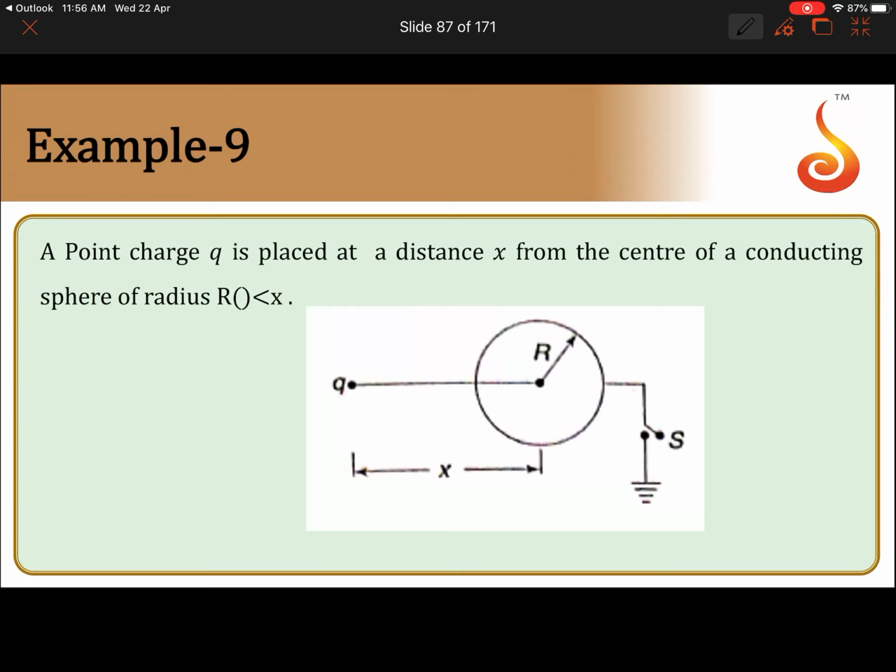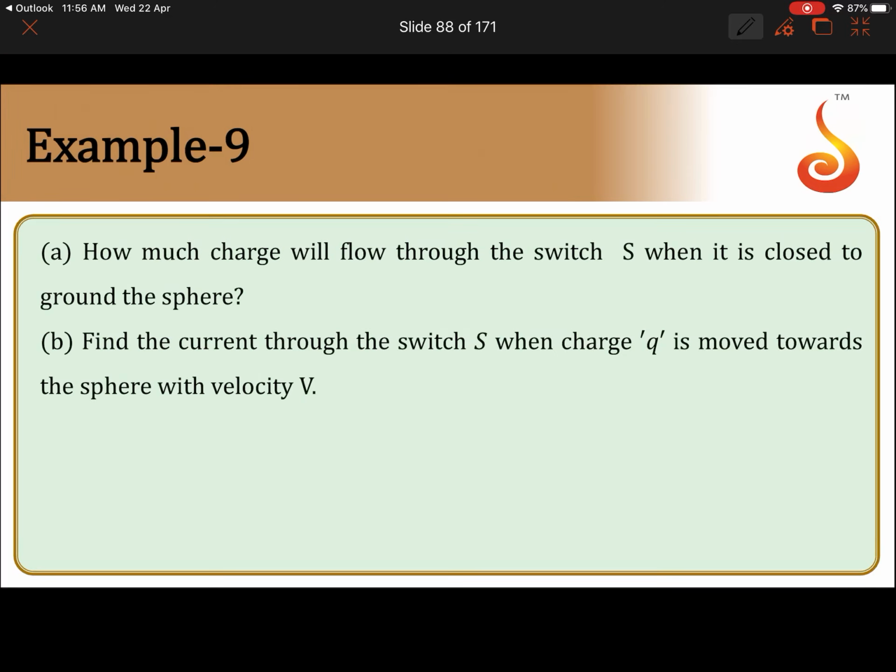Now come to the next question. A point charge q is placed at a distance x from the center of a conducting sphere of radius r less than x. So, how much charge will flow through the switch when it is closed to ground the sphere? Find the current through the switch S when charge q is moved towards the sphere with a velocity v.